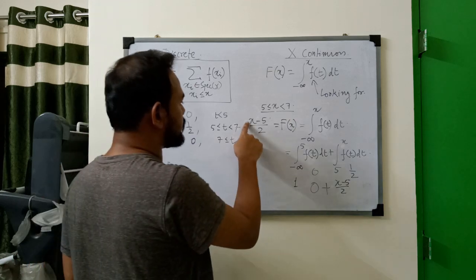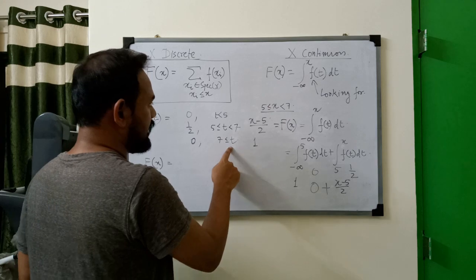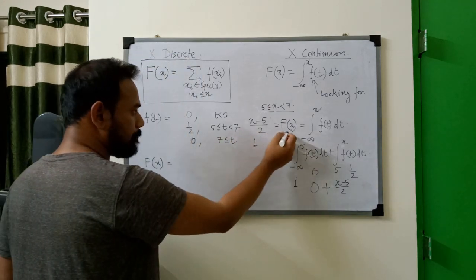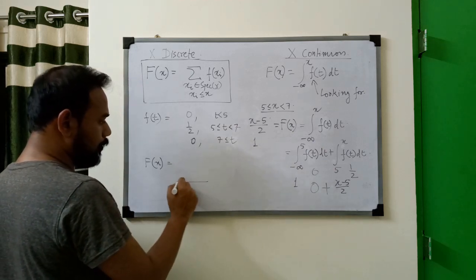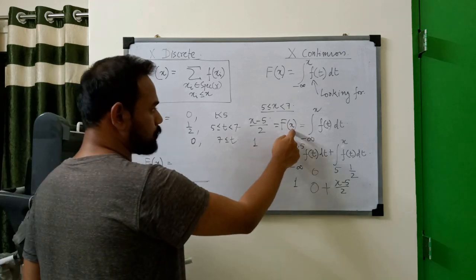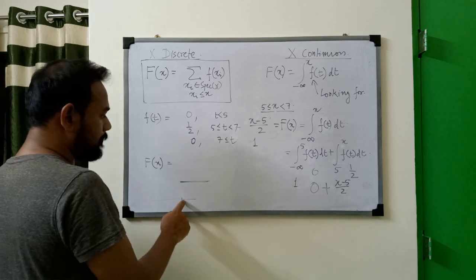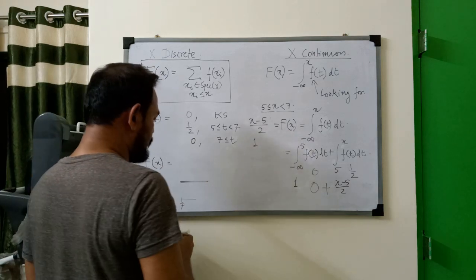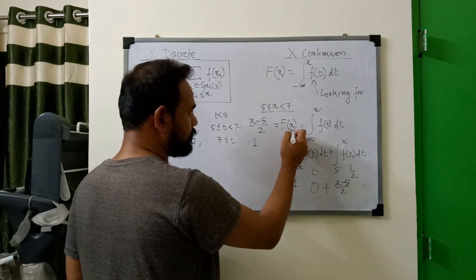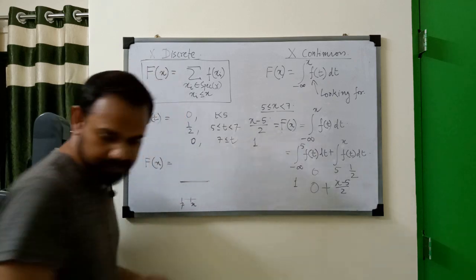So what if t is more than 7? In that case, if you remember the graph of capital F, after 7 it was 1. So if you take a number x which is more than 7, then the capital F of that number is 1, because that was what the graph was telling us.